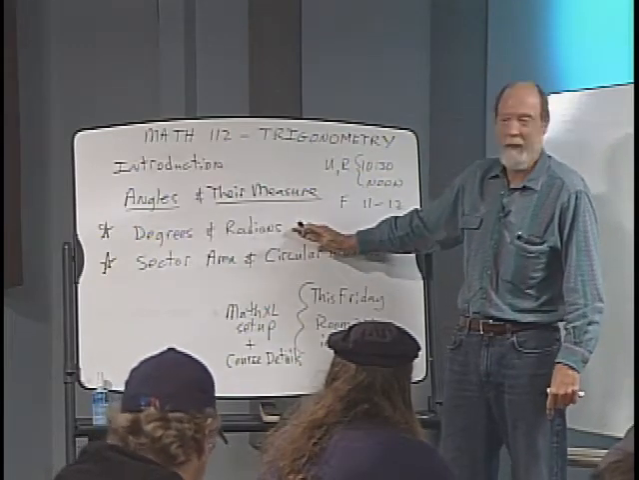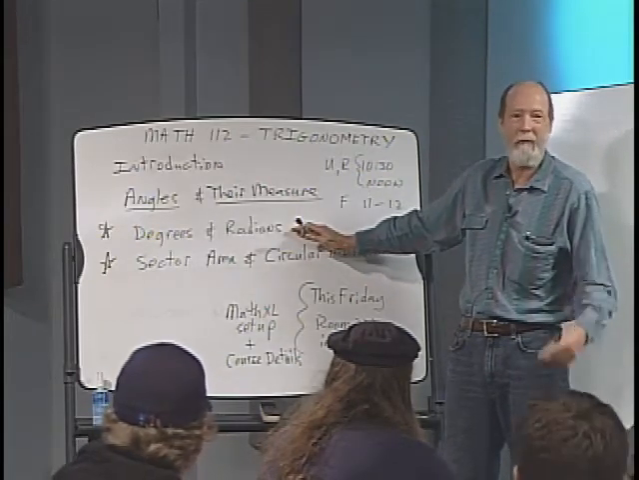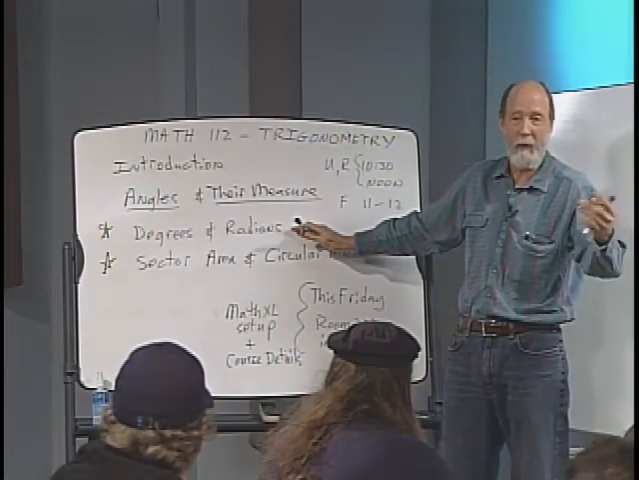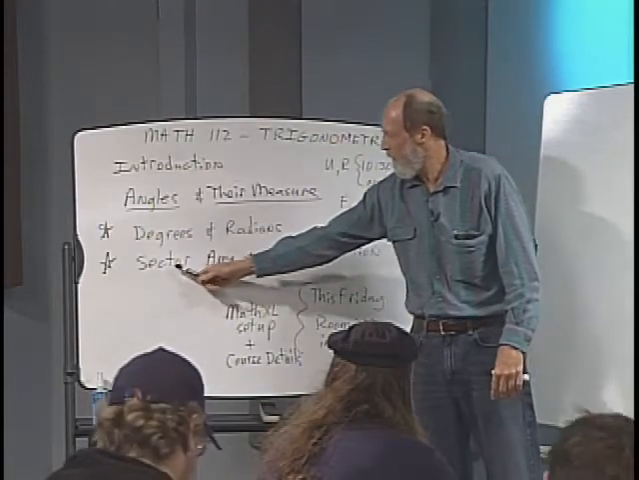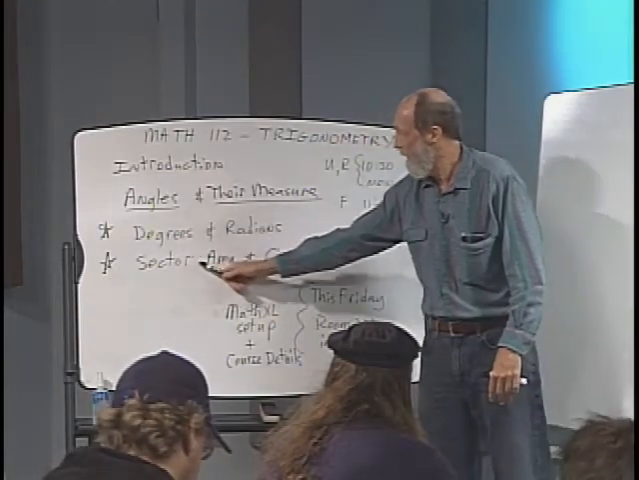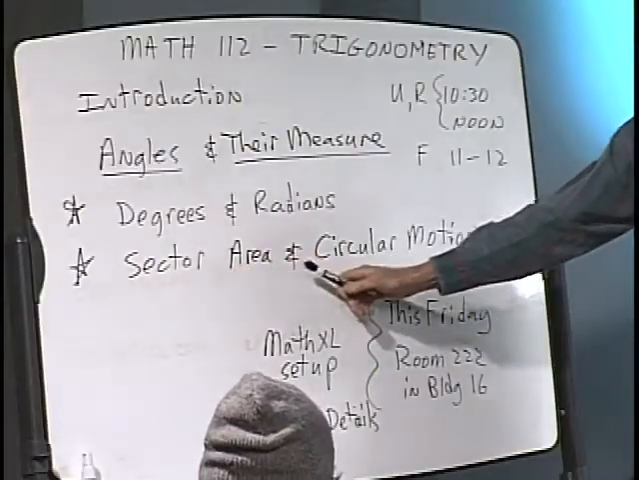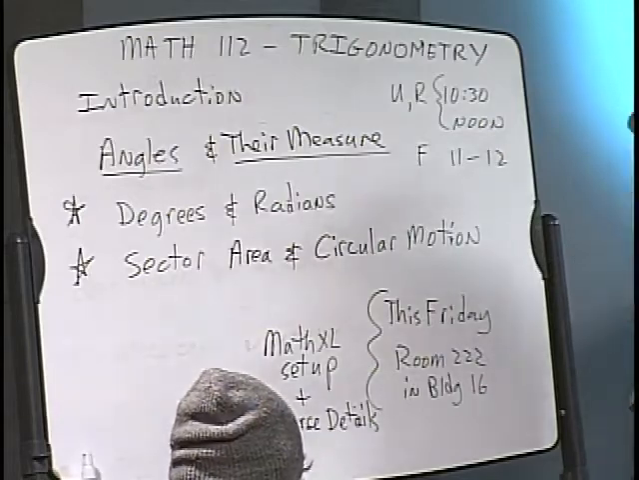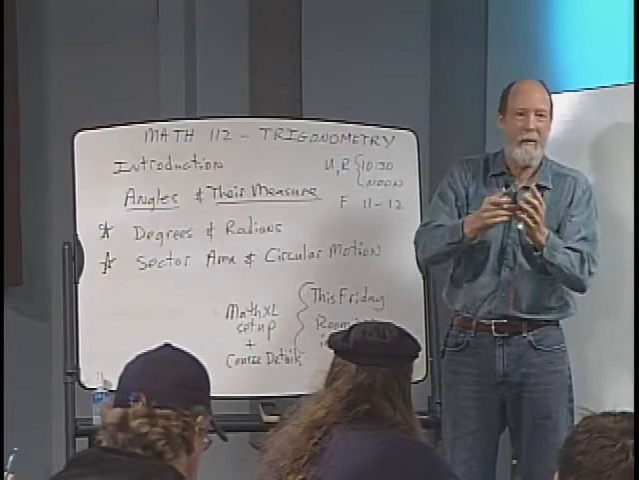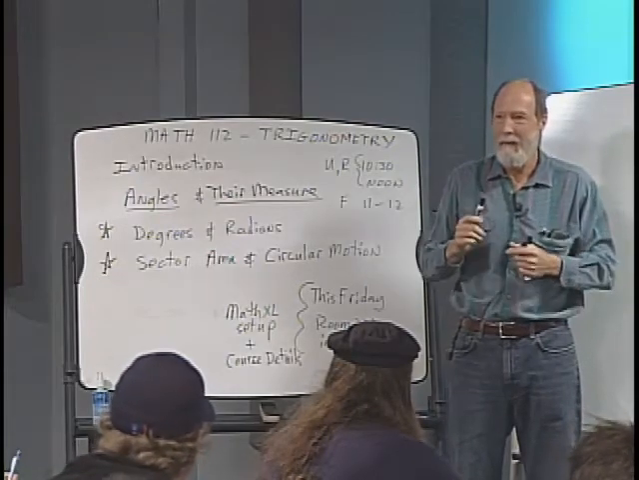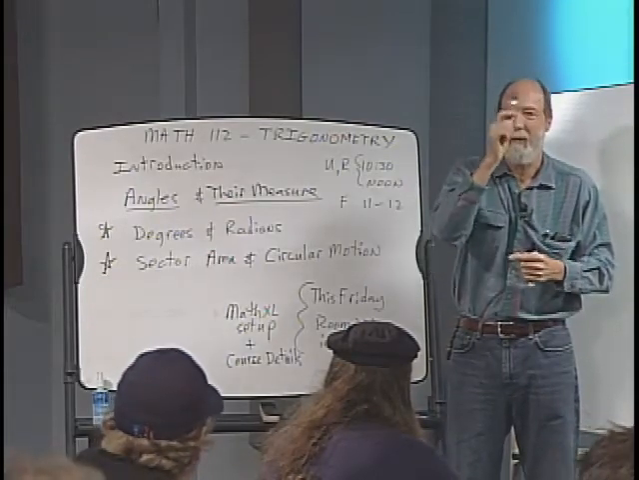That'll be the first segment, and that'll take a little while. It's part of section 6.1 in the book we're using. Also in that same section, we're going to have a second segment today on sector area. In other words, if you take a circle and you cut it into a sector, like a slice of cake, then how much area is in there?